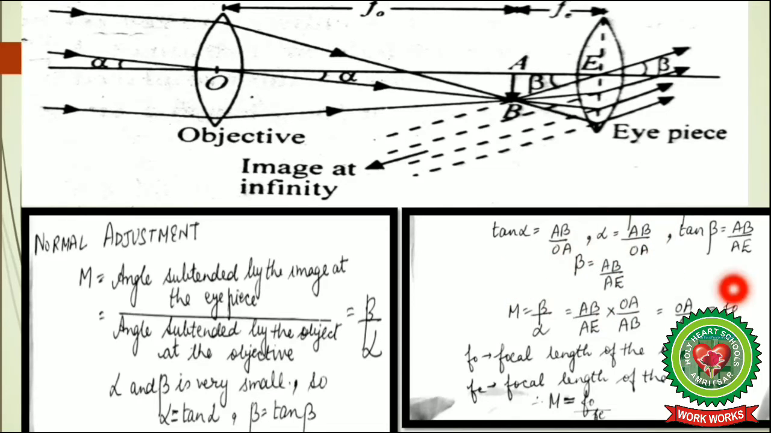and hence we can divide beta and alpha. So ultimately we will get M is equal to F0 over FE. F0 is the focal length of the objective and FE is the focal length of the eyepiece. So M becomes equal to F0 over FE.